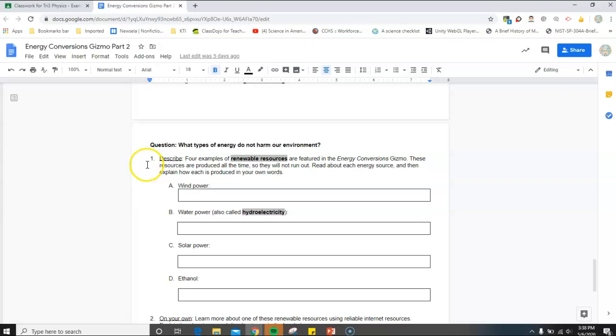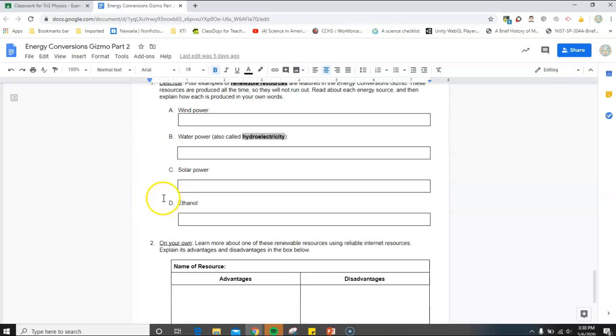In this simulation, you're seeing renewable energy resources: wind power, water power, solar power, and ethanol. So you want to describe or explain how each of these is produced in your own words once you read about them from the simulation.